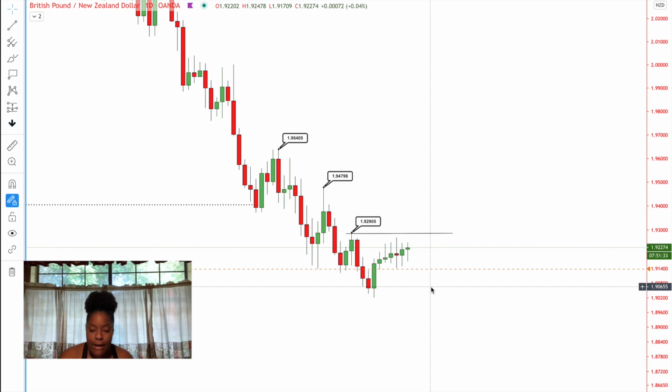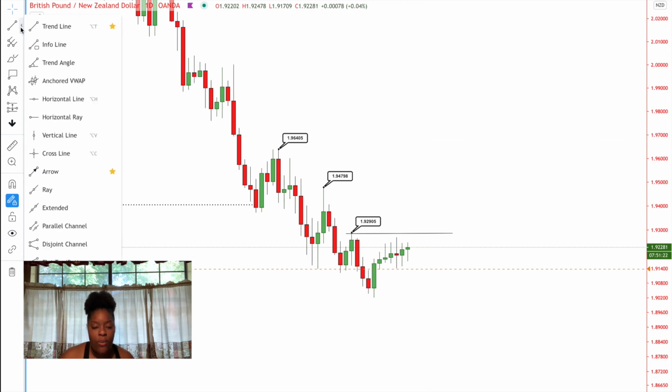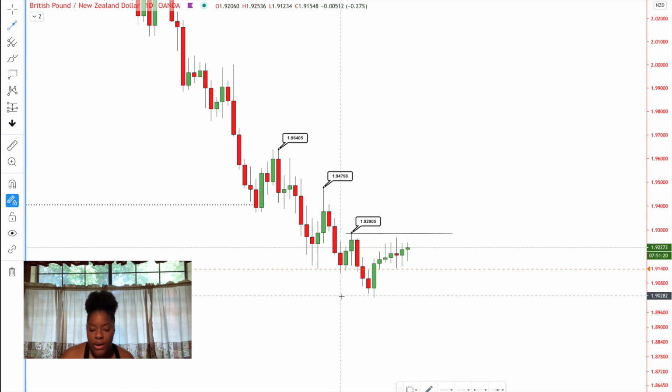Okay, so now with that being said, price needs to stay below, like I said, 1.929. If I get the candle formation in my direction, I will trade it back to the downside, once again going right back down to the previous lows.